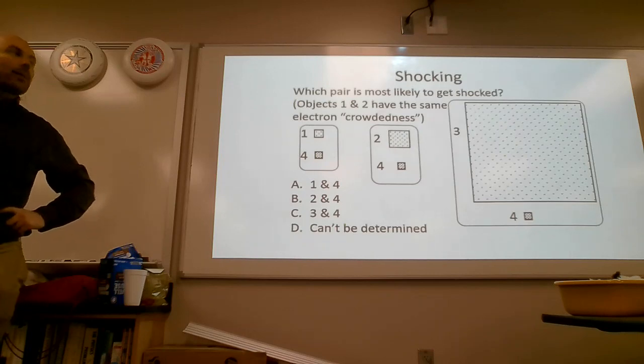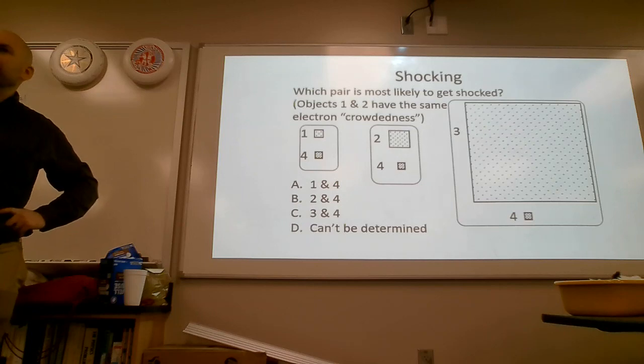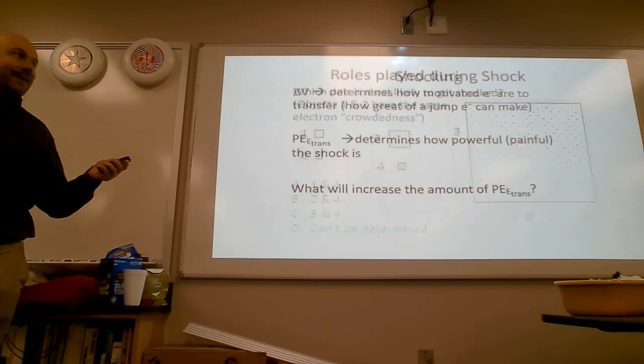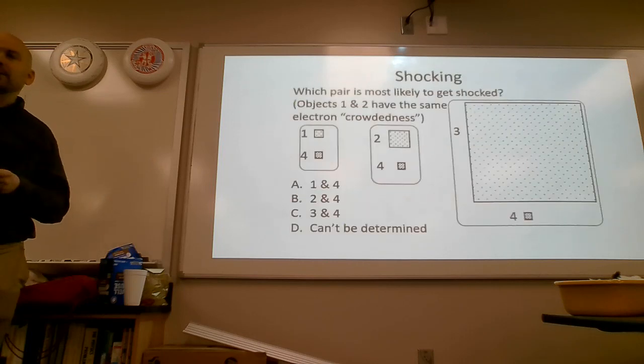Okay. What am I asking for? What would be another way to ask this? What pair is more likely to get shocked? What measurement am I comparing? I'm looking for how motivated electrons are. I'm looking for voltage. Which one has a greater electric potential difference?